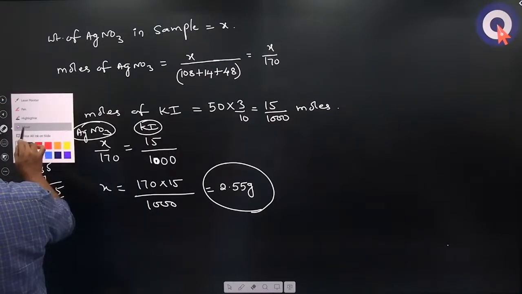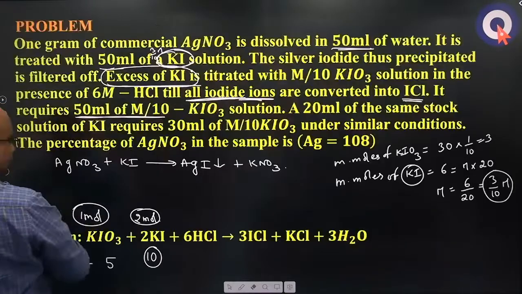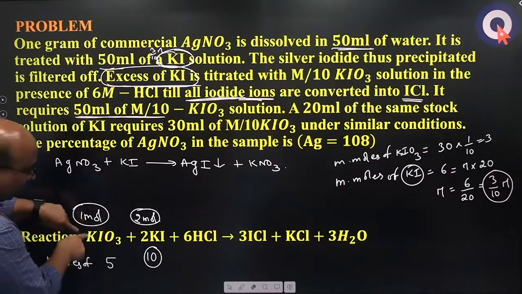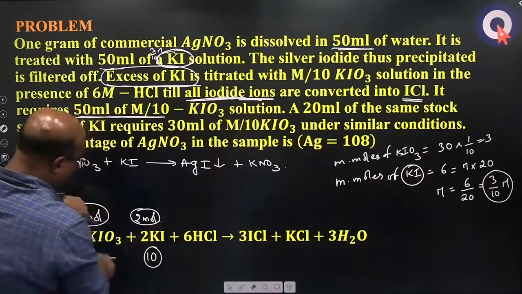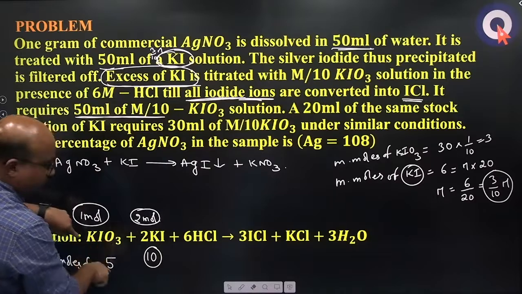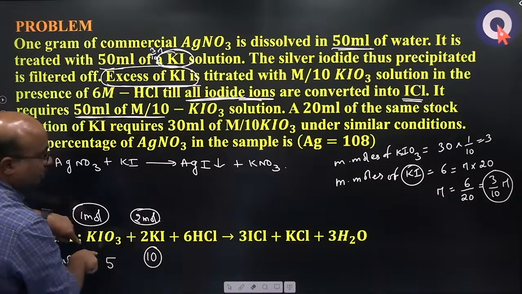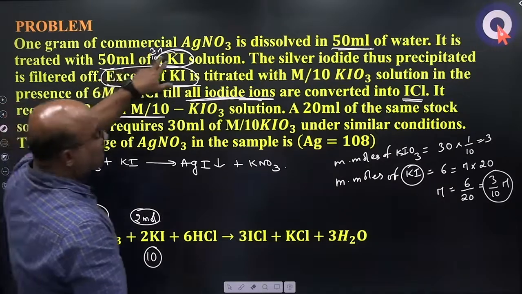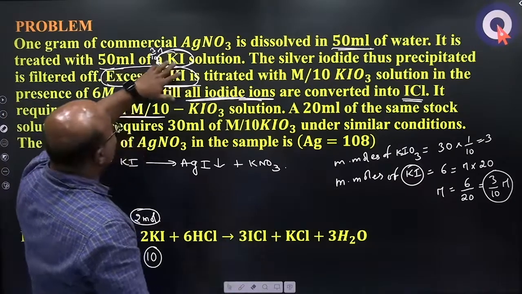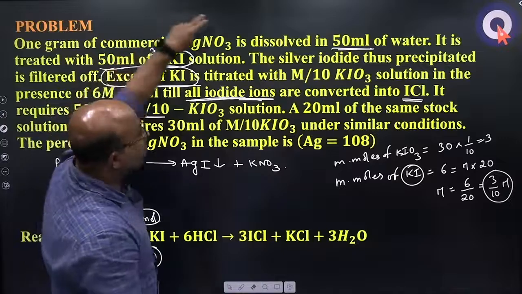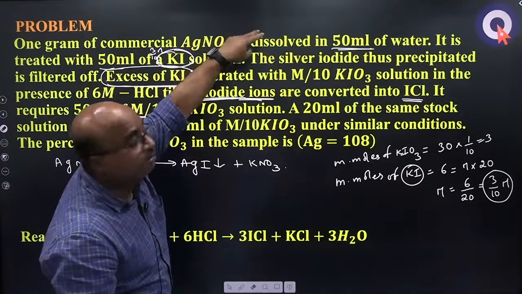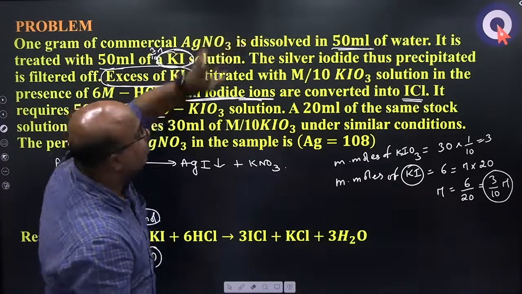So what we already said from here, just use this. We have KIO3 from this relation. We have 5 millimoles of KIO3. How many millimoles of KI should react for this? 10. Totally how much we added? 15. So in this 15, how much was reacting only with silver nitrate? How much was reacting with silver nitrate? Only 5.